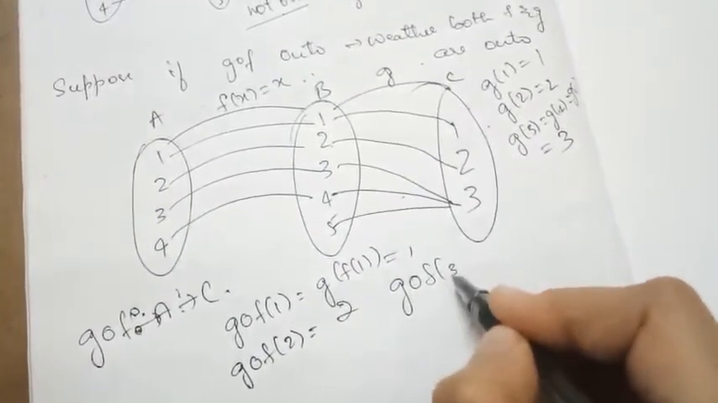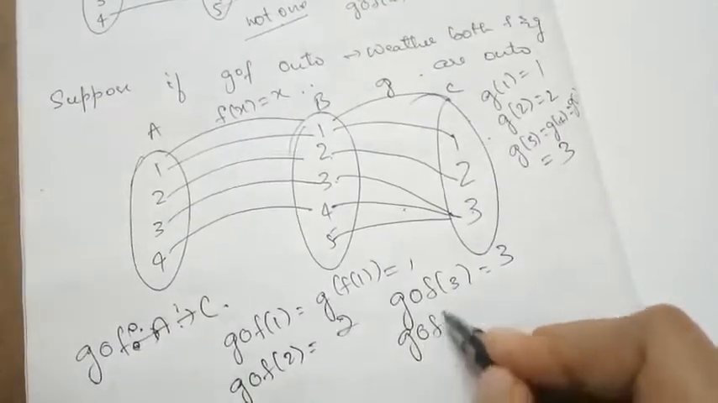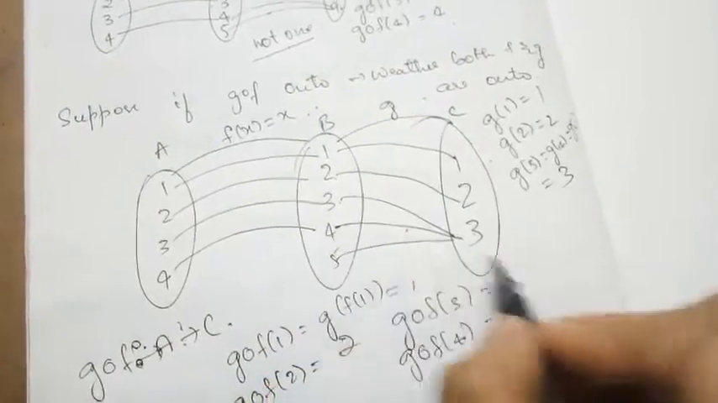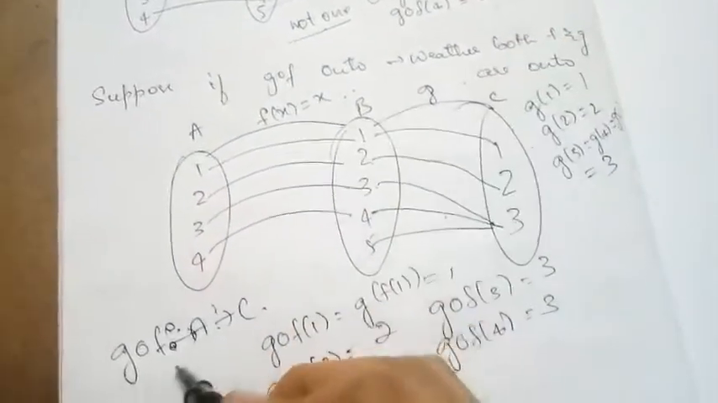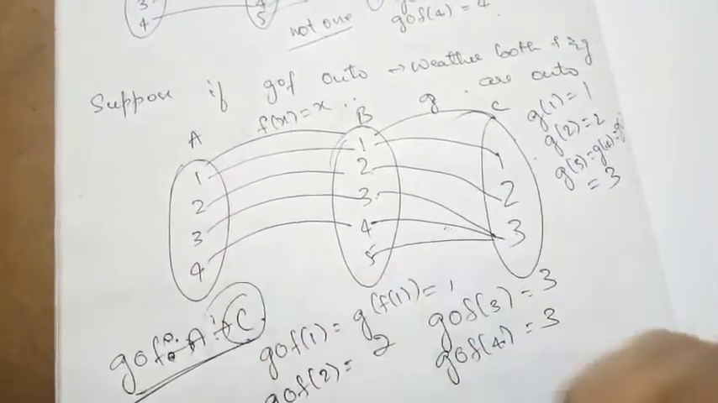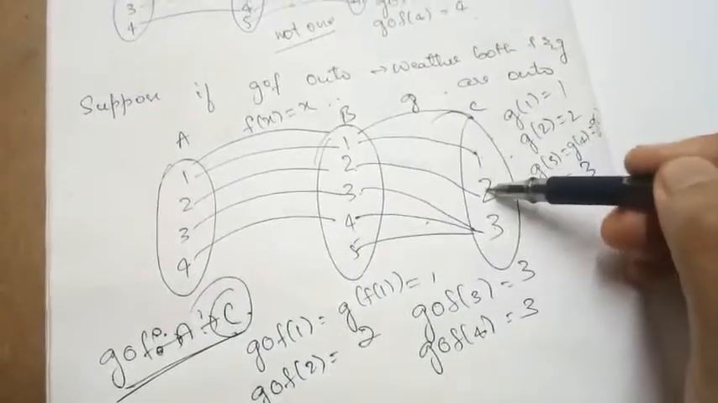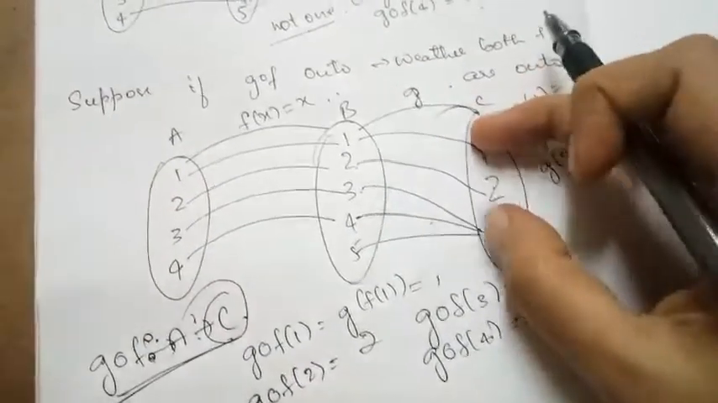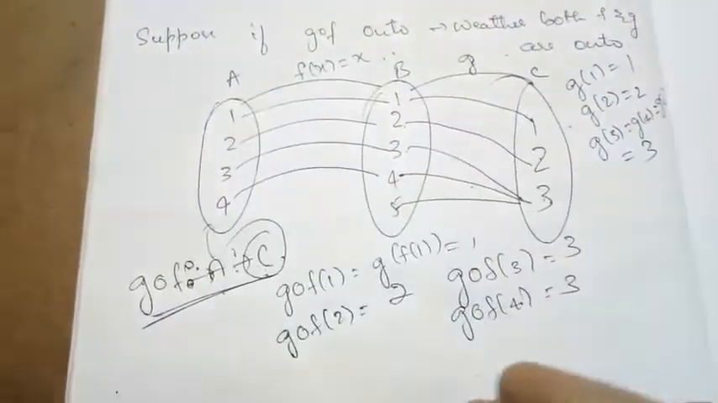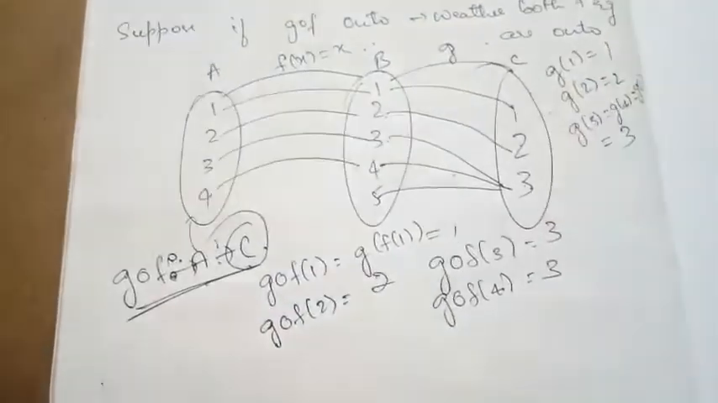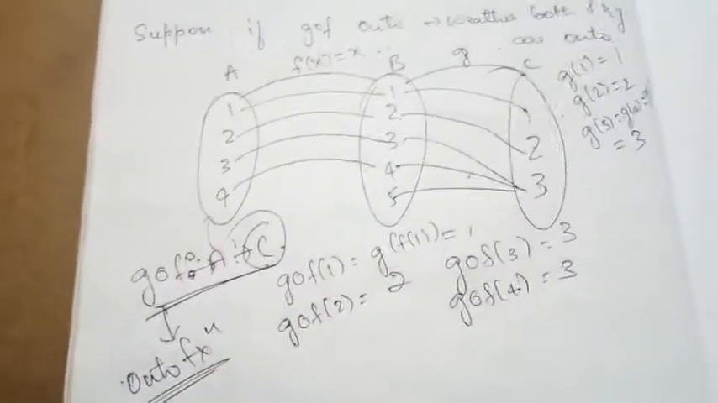G of f of 3, what happens? F of 3 is 3 and G of 3 is again 3, and G of f of 4 means f of 4 is 4 and G of 4 is again 3. So you can see here all the elements in the codomain of the function G of f, that is C, are occupied by one or the other elements, that is 1, 2, 3. All the 3 elements are images of one of the elements present in the domain of the function G of f. So here all the elements are occupied, therefore G of f is an onto function.